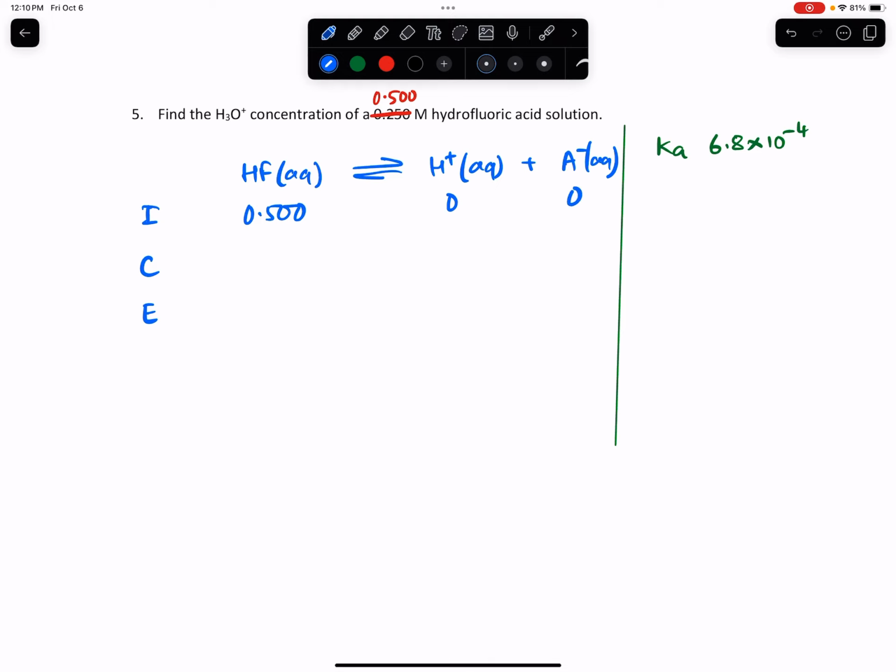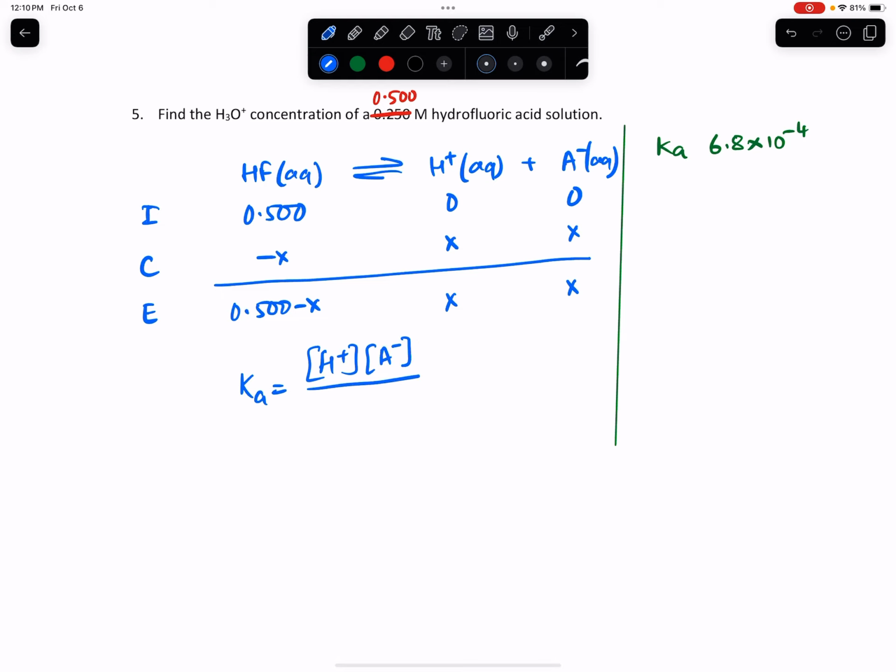The change is going to be, let's say the hydrofluoric acid ionizes by minus X, and then we have X of H plus and X of A minus. And then at equilibrium, we're going to have 0.500 minus X for HF, X for H plus and X for A minus. So the equilibrium expression for this is Ka equal to the concentration of H plus times the concentration of A minus over the concentration of HF, which is equal to X squared over 0.500 minus X.